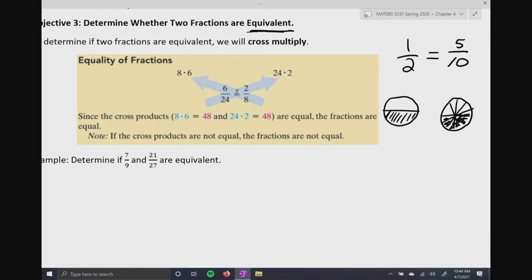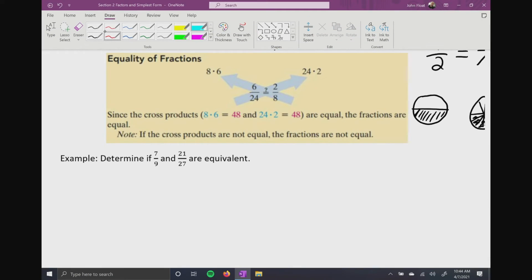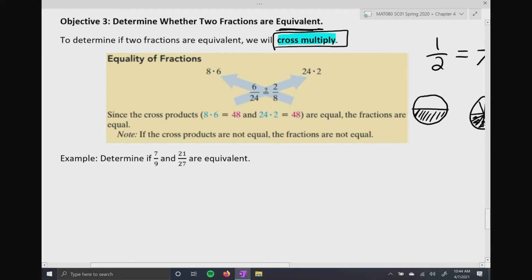But there's an easier way than just drawing pictures to do this. And this is the only time you're allowed to do this. To determine if two fractions are equivalent, all you have to do is cross multiply. That's it. I know a lot of us remember cross multiplication, but none of us know when you're allowed to do it. The only time you're allowed to cross multiply is when you have a fraction equal to another fraction. That's the only time you're allowed to do this.